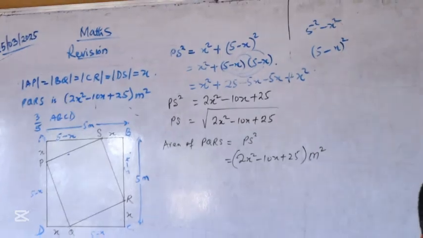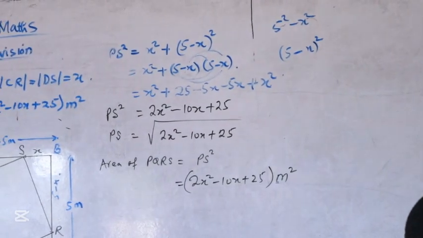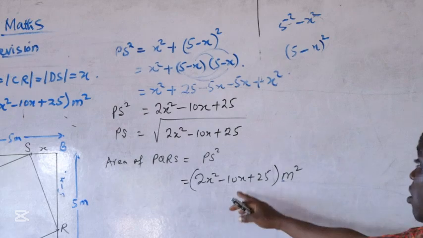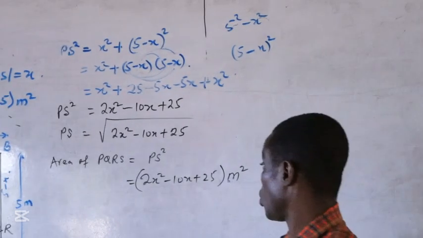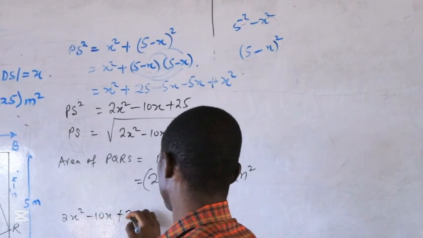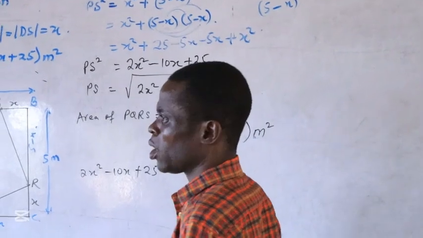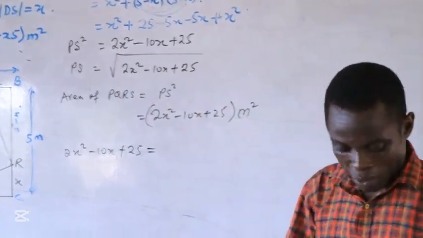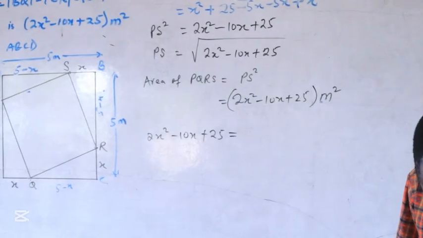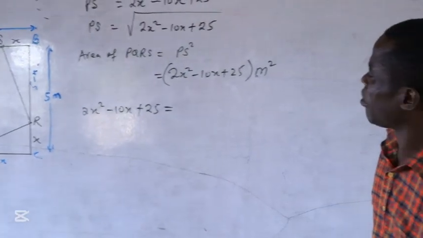No question. Now to do the second aspect of that question, where we have to find the values of x for which the area of PQRS is this. We have 2s squared minus 10s plus 25 is now equal to. That is why you must always pay attention to everything that we have in the question. Where that area is equal to 3/5 of ABCD.